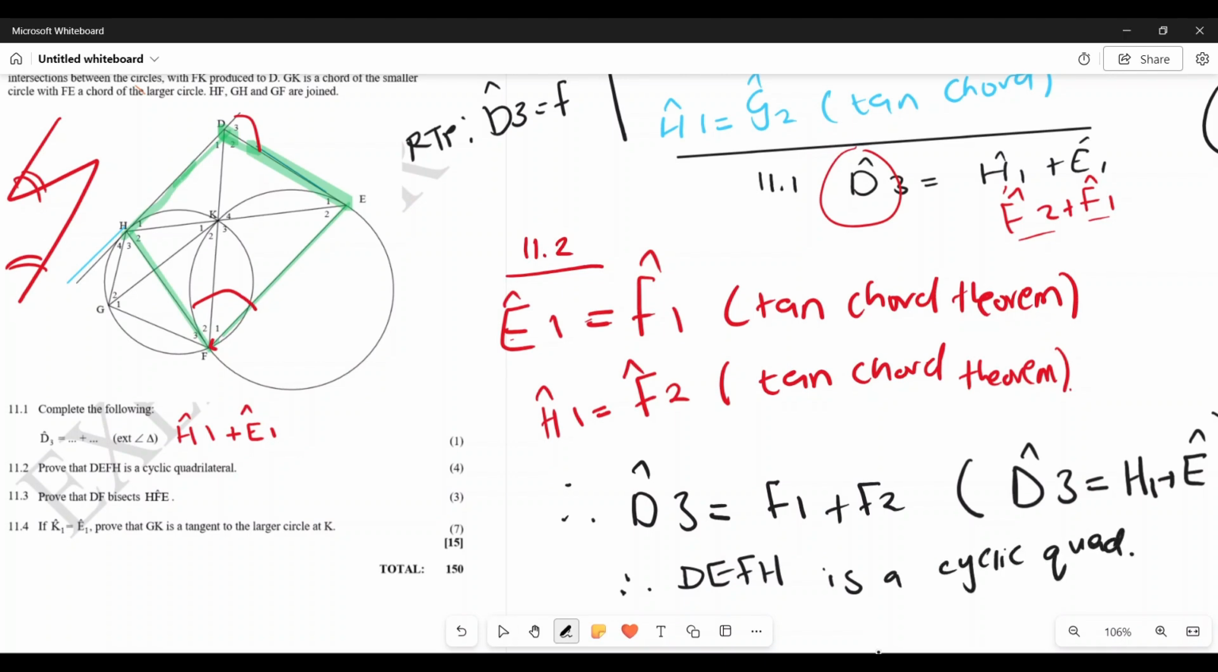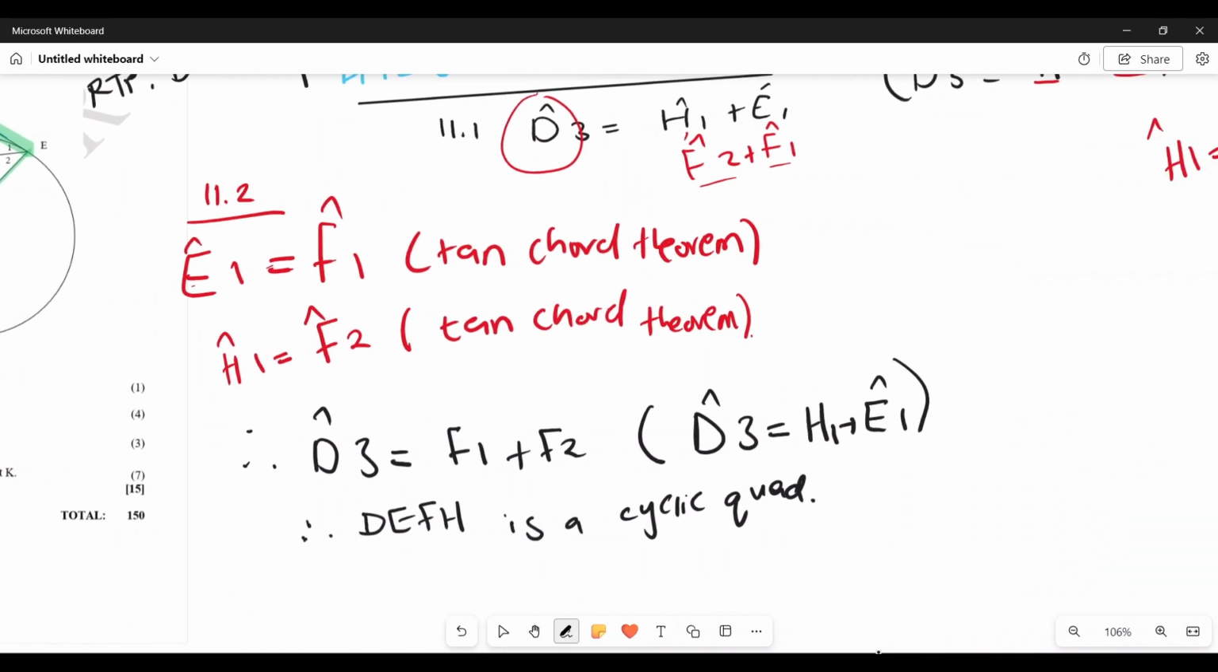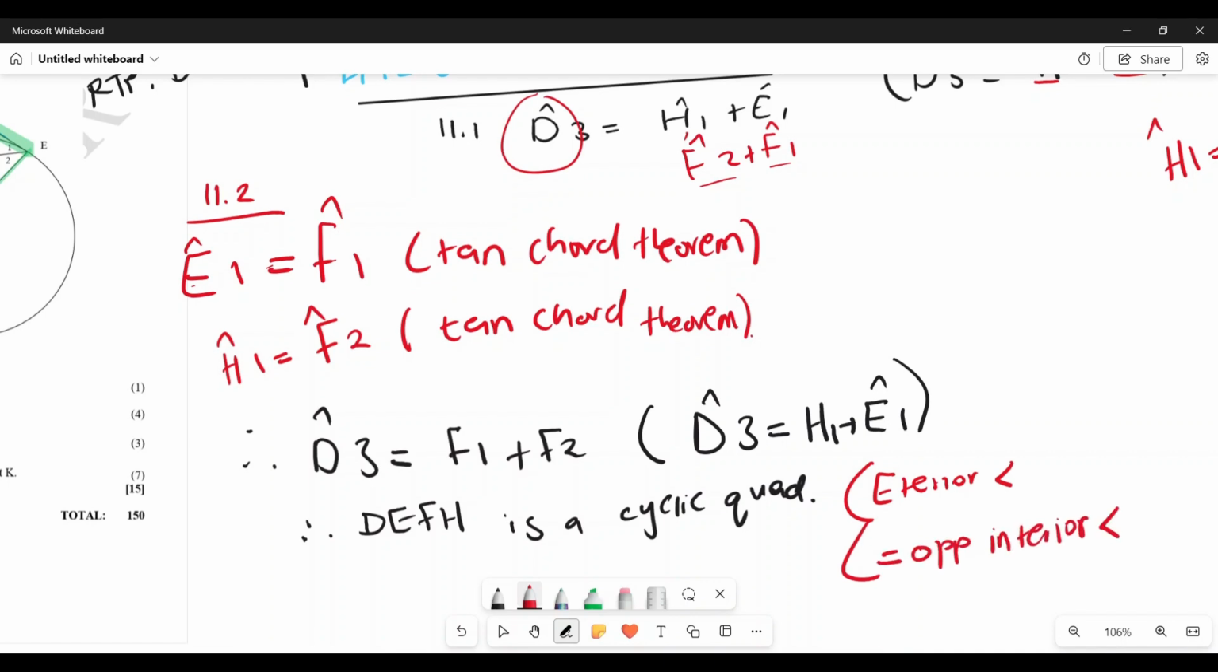Right. And that will be all for this question, because remember we've proved that this exterior angle is equal to our opposite interior angle, of which we need to write that reason here. And our reason is because exterior angle is equal to the opposite interior angle.